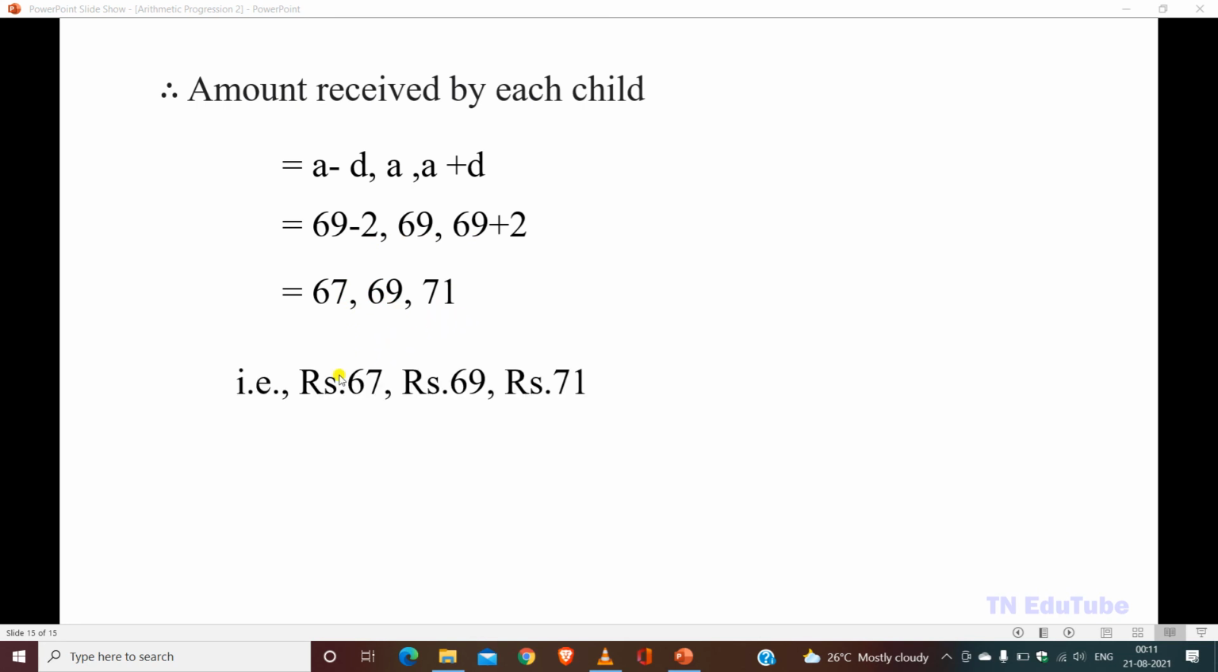So the amount received by each child, that is a minus d, a, a plus d. Substitute the value of a and d. You get 69 minus 2, 69 and 69 plus 2. So you get 67, 69 and 71. The amounts are rupees 67, rupees 69 and rupees 71. That's all.